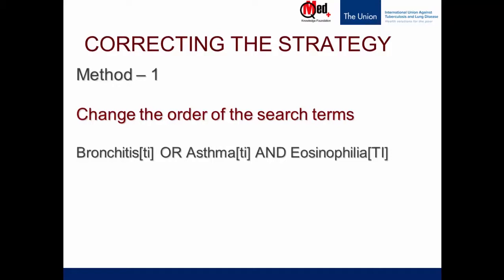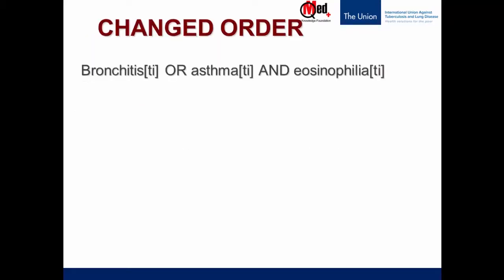One thing we could do is to just reverse it in this case. Bronchitis TI, or asthma TI, and eosinophilia TI. How does PubMed interpret this search? Let's see that. This is what we put as a changed order.